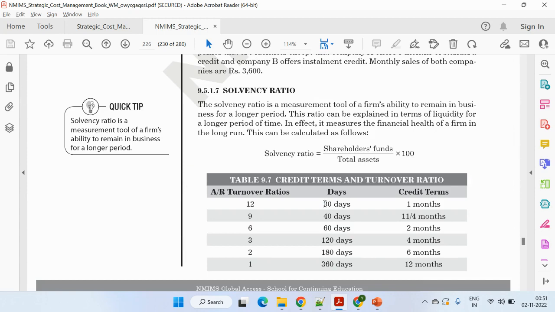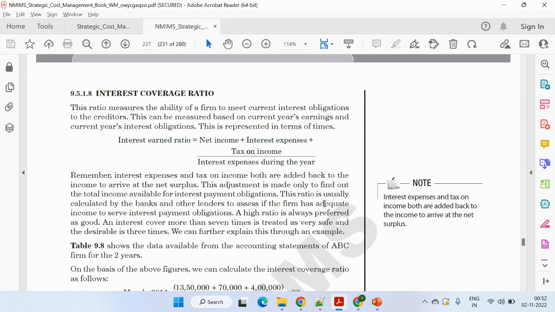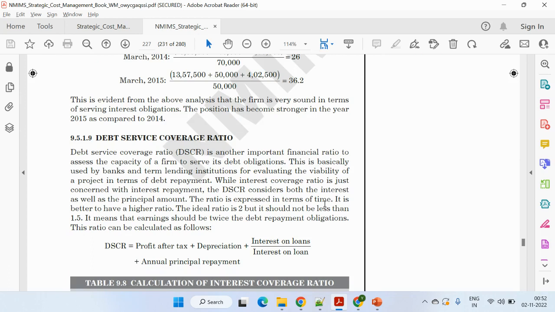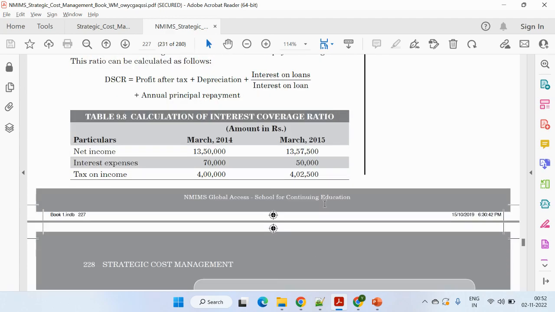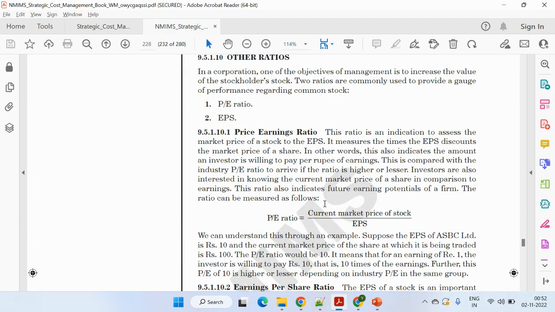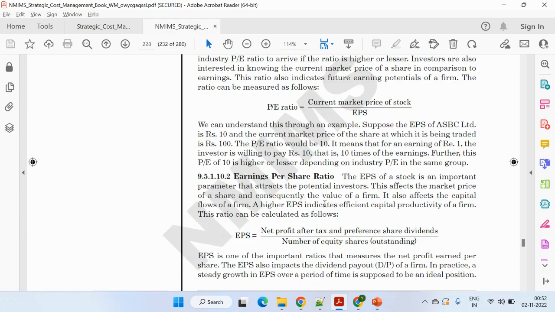Solvency ratio, which is shareholders' funds upon the total assets, in percentage. Interest coverage ratio, net income plus overall interest expenses plus overall taxes on the income, divided by the interest expenses during that year. Debt service coverage ratio, which we call DSCR, which is profit after tax plus depreciation plus interest on the loans, upon interest on the loan plus annual principal repayment. Or there are other ratios, PE ratios and EPS ratios.